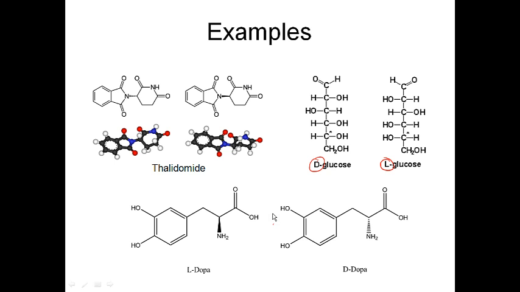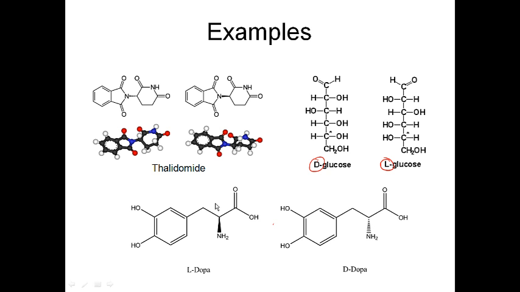Last example, L-DOPA and D-DOPA. This is a treatment for Parkinson's. L-DOPA, that enantiomer, is effective. D-DOPA doesn't work at all. So when the L-DOPA reacts with a chiral molecule in our biological system, you can get the chemical reactions that help alleviate Parkinson's. D-DOPA, the other enantiomer, doesn't react, which is a different kind of reaction.